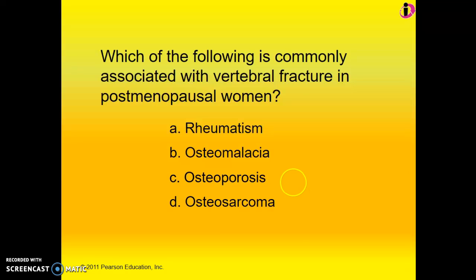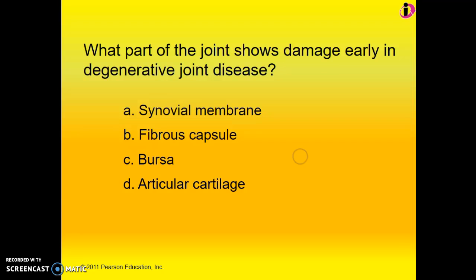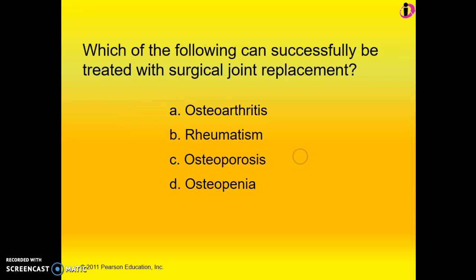Which of the following is commonly associated with vertebral fracture in postmenopausal women? Osteoporosis. What is another name for degenerative joint disease? Osteoarthritis. What part of the joint shows damage early in degenerative joint disease? Articular cartilage. Which of the following can successfully be treated with surgical joint replacement? Osteoarthritis.